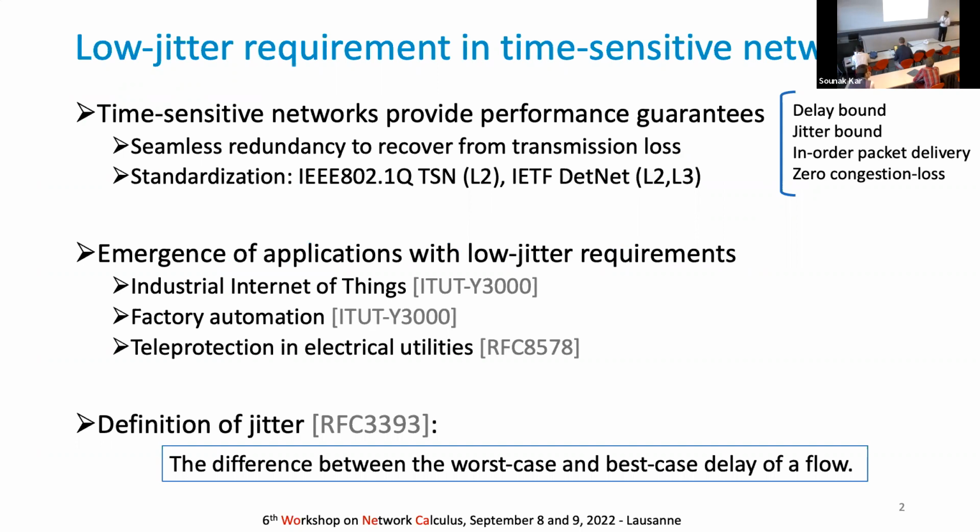We have seen interesting discussions about computation of delay bounds. But with the emergence of applications with low jitter requirements, like industrial Internet of Things or factory automation, there is a need for these applications to provide low jitter. What we mean by jitter is the definition in RFC 3393, which is the difference between the worst-case and the best-case delay.